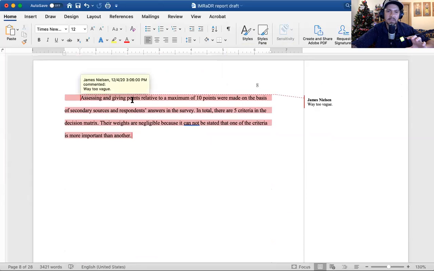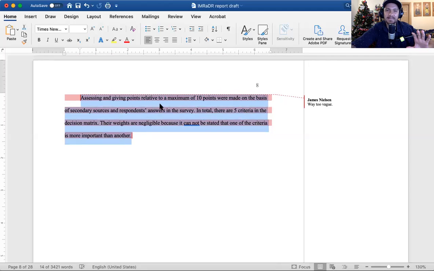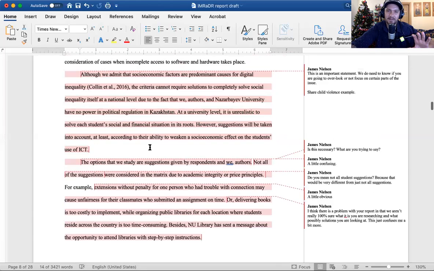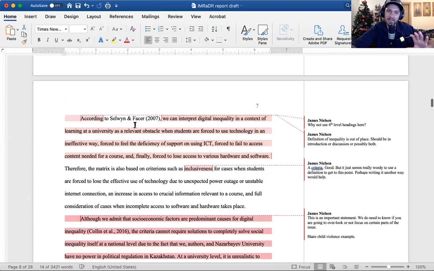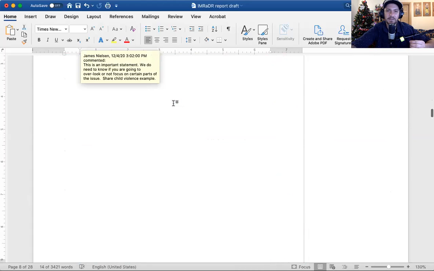Here, they wrote, assessing and giving points relative to a maximum of 10 points were made on the basis of secondary sources and respondents' answers in the survey. In total, there were 5 criteria in the decision matrix. The weights are negligible because it cannot be stated that one of the criteria is more important than the other. So that's not true. It could be. Someone could state that, but it's just way too vague, right? This should be replaced with a page of information. All of this should be reorganized into effective information there.